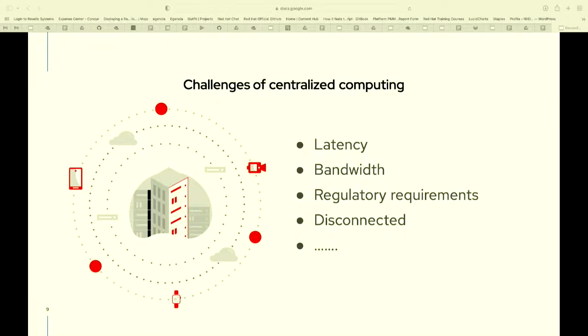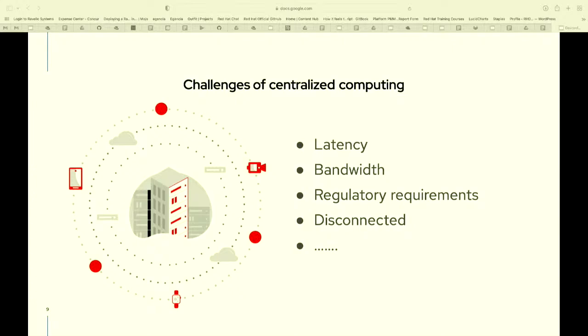Bandwidth: we're talking about a lot of data being generated on the edge. We talked yesterday about aircraft engines being monitored. An engine can generate almost a terabyte of data in a single flight. Same thing with locomotives.